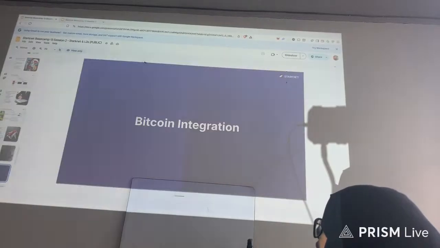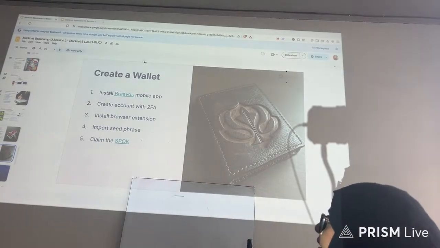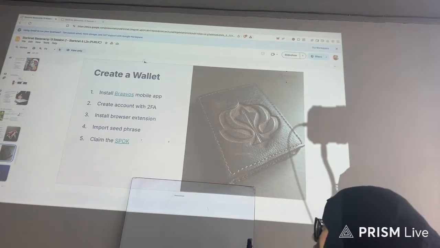That's pretty much it. Did we create a wallet on Braavos with 2-factor authentication or not? That's fine, we will obviously generate it later.